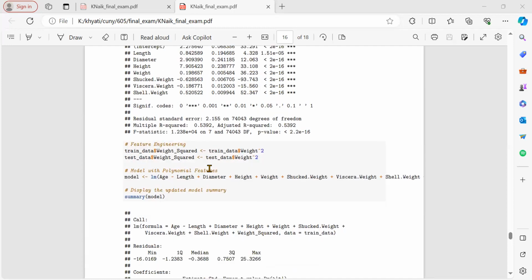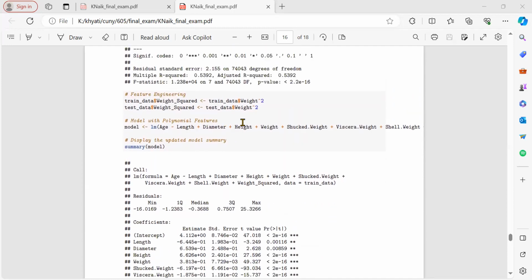And next step, we are doing some feature engineering where we are taking a square of the weight variable, doing polynomial featuring, specifically the square term of weight. It enhances the model's flexibility. This nonlinear addition allows the model to capture curvature in the relationship between weight and age. The coefficient for weight squared is statistically significant, indicating its contribution to the predictive power of the model.